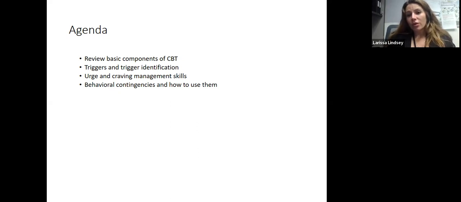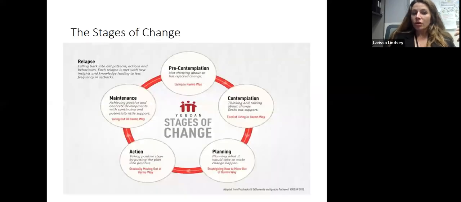And then I'm going to talk in more detail about things that you can use that are part of CBT relapse prevention, particularly trigger identification, why you would do it, how you would do it, urge and craving management, behavioral contingencies, and high-risk situation planning. Those are some of the techniques that fall under this that I think can be helpful for any level of provider to use. So the first thing to understand is, when would we use CBT?